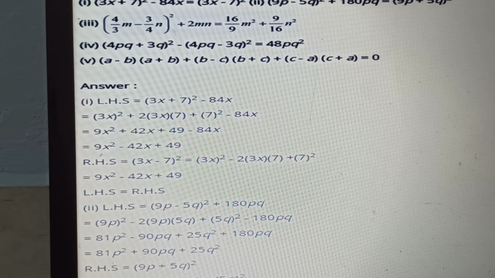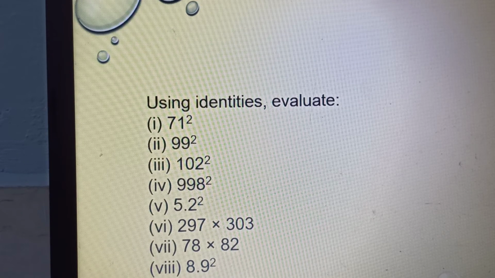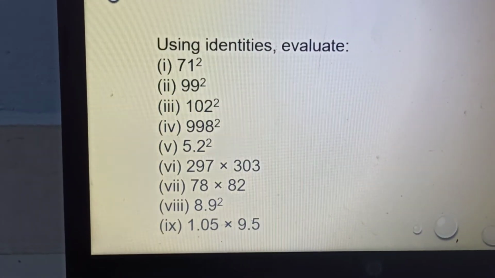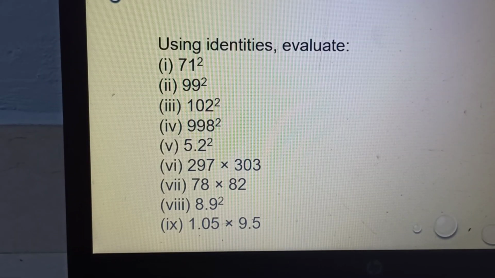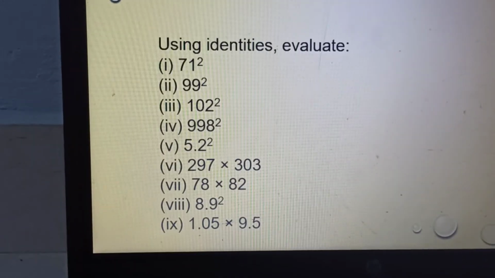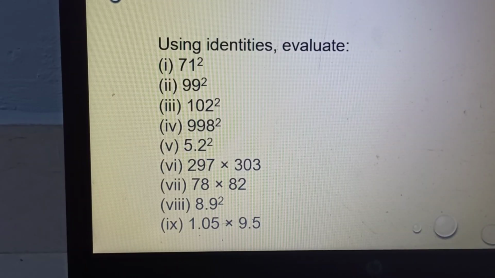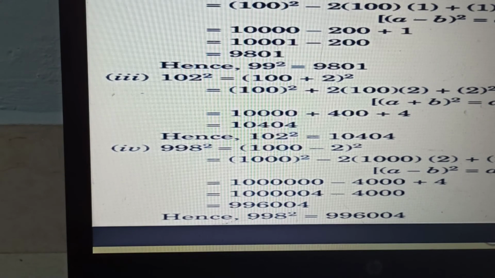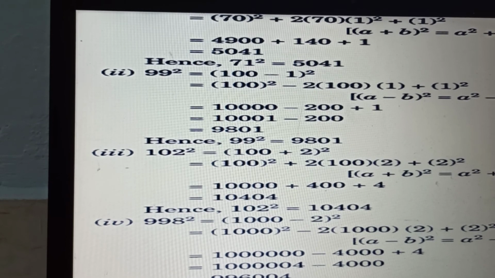So can we move to the next section? Evaluate. By using identities, you have to evaluate the following. 71². Here you have to use the (a + b)² identity. 71² is (70 + 1)², that is 70² + 2 × 70 × 1 + 1². So 7² is 49, put two zeros, plus 140 plus 1. So the answer is 71² = 5041.